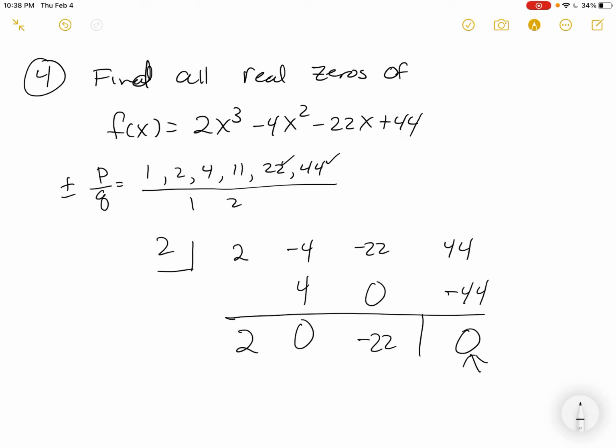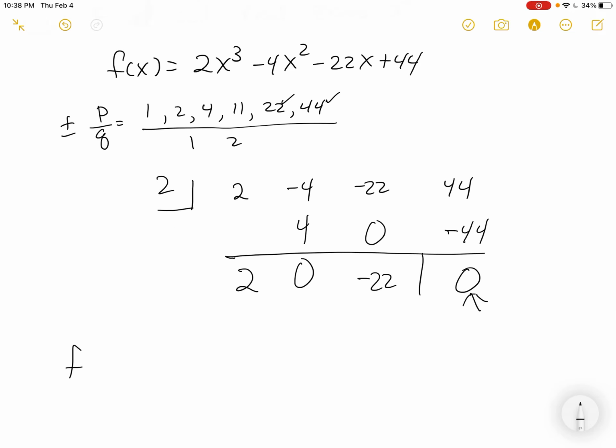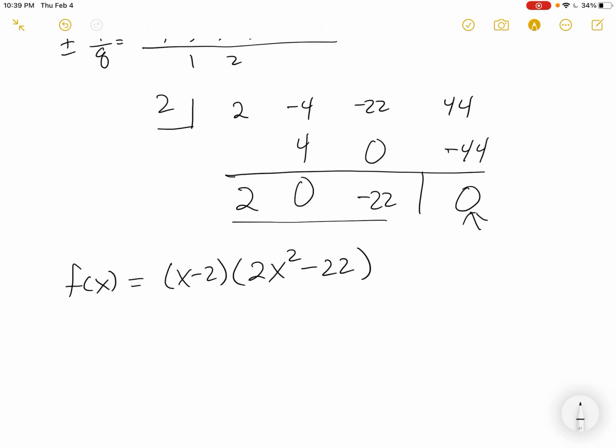So from the factor theorem, because I have a remainder of 0, I now know that f of x, this big 2x cubed guy, is definitely x minus 2 times something, and we have that right here: times 2x squared minus 22. That's what this polynomial is. That's why it's so good to do it through synthetic division, because then you get something that you know about. You know all about this 2x squared minus 22, so they want you to find the other roots.